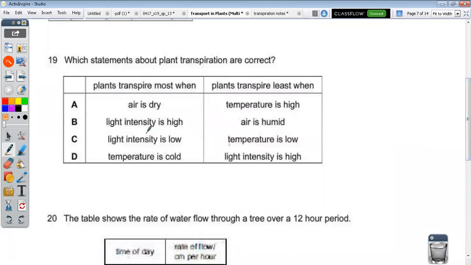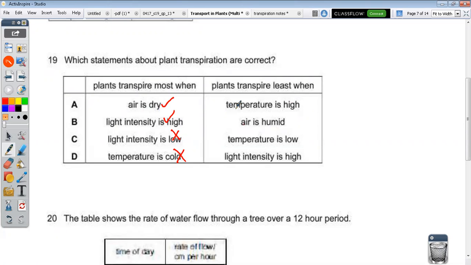Which statement about plant transpiration is correct? So which one is the best answer? Plants transpire most when what? Light intensity is high. Correct. When light intensity is low, wrong. When temperature is low, wrong, it has to be high temperature. When the air is dry, correct, low humidity.